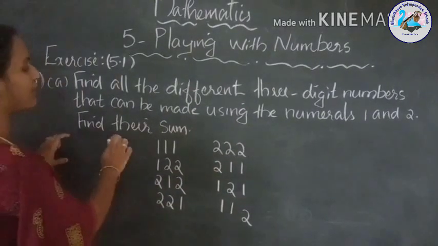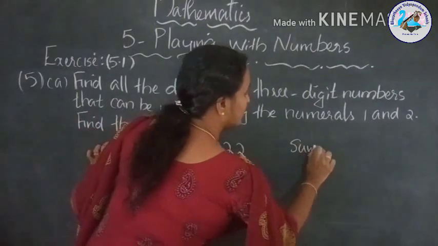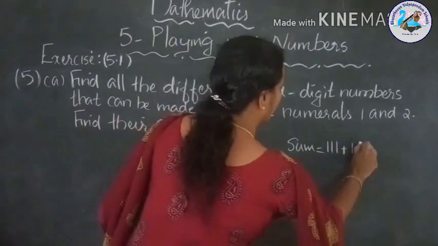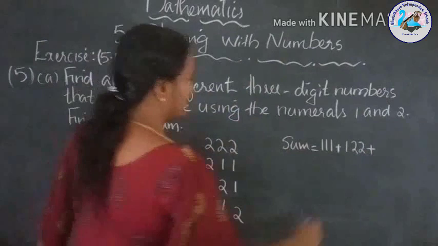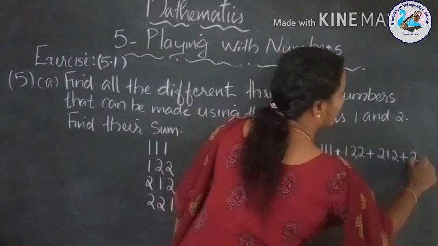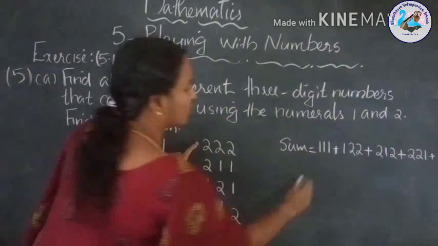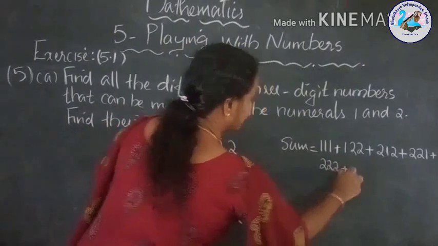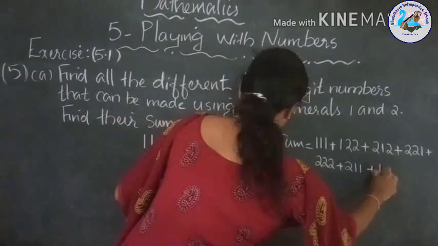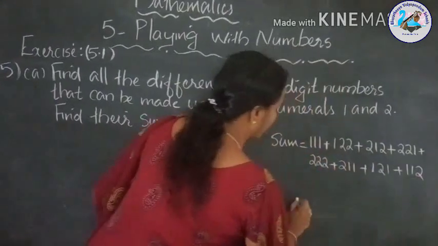Next step is we have to find their sum. Sum is equal to 111 plus 122 plus 212 plus 221 plus 222 plus 211 plus 121 plus 112. Now to add, okay?